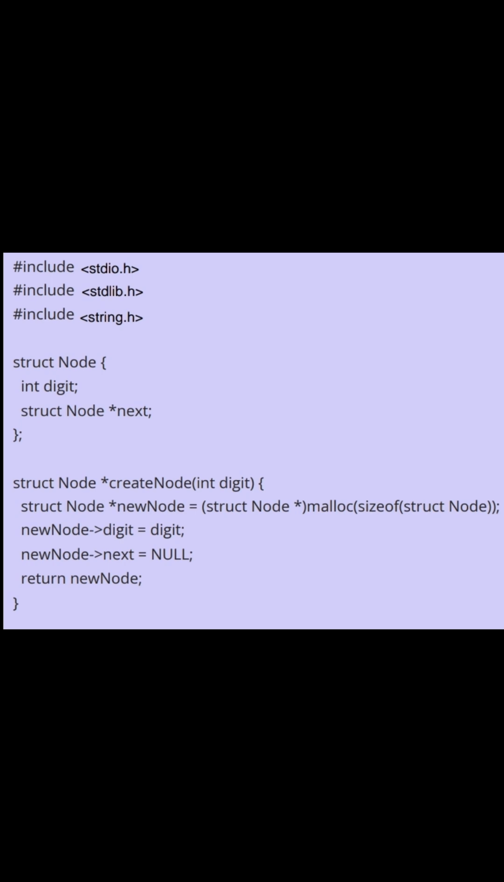Struct node is also called structural node, where it includes int digit, where int is a data type which includes a digit, and struct node pointer is the address of the next node. Struct node into malloc size of struct node. So this function includes the creation of a new node, which is used for the memory allocation of inserted digits. The new node includes the digit, and the next node is null. Here the initializing address is assigned as null.